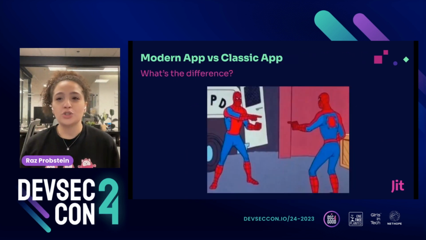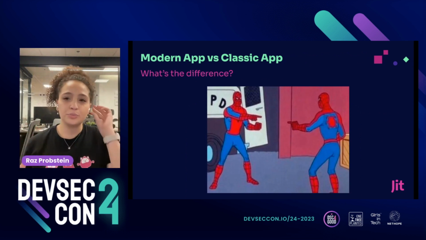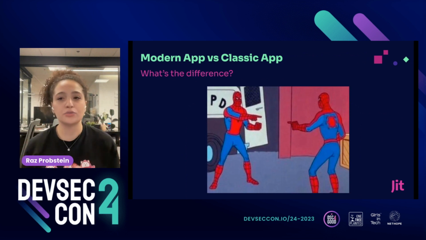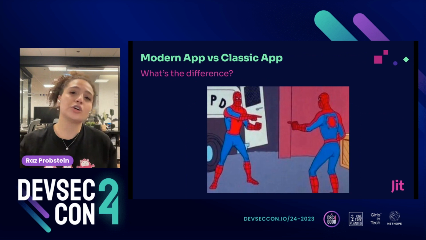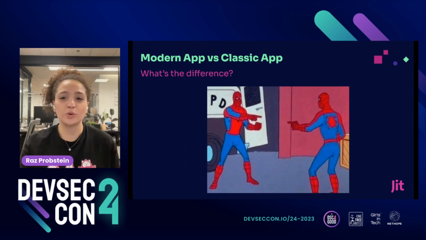Before we jump into OWASP Top 10 lists, I want to talk about the basics. What is the difference between a classic app and a modern app? And specifically, how does this difference affect us? Let's take a look at the shared responsibility model, and we'll start with a classic app.